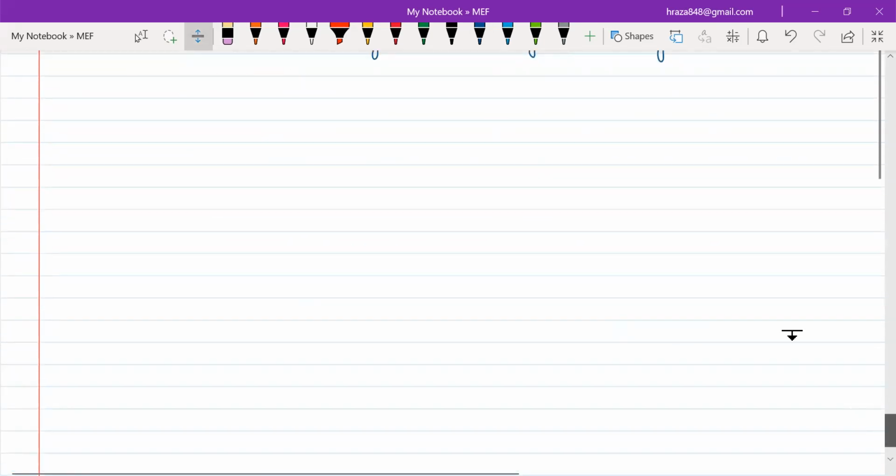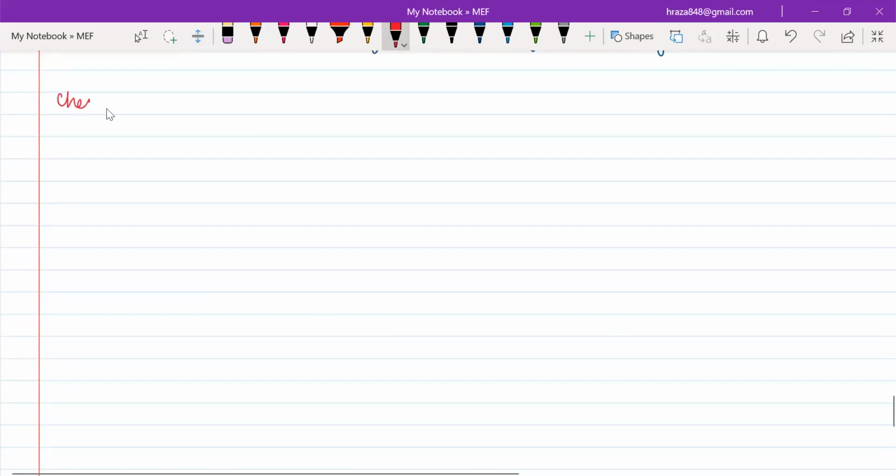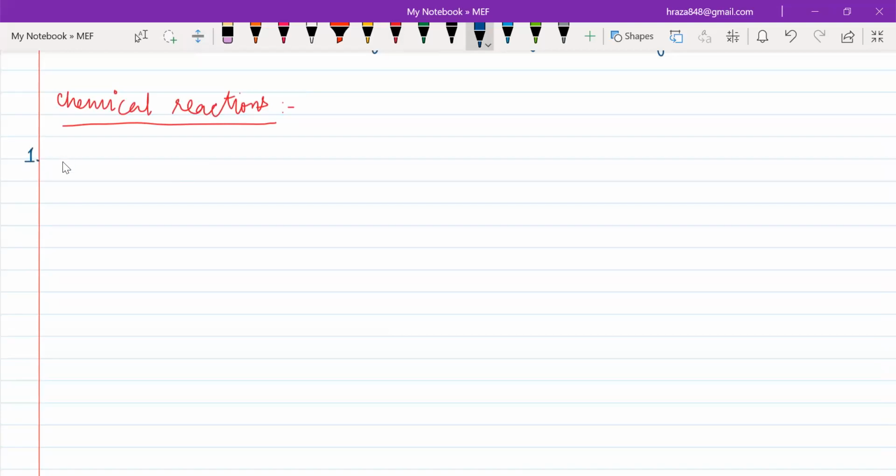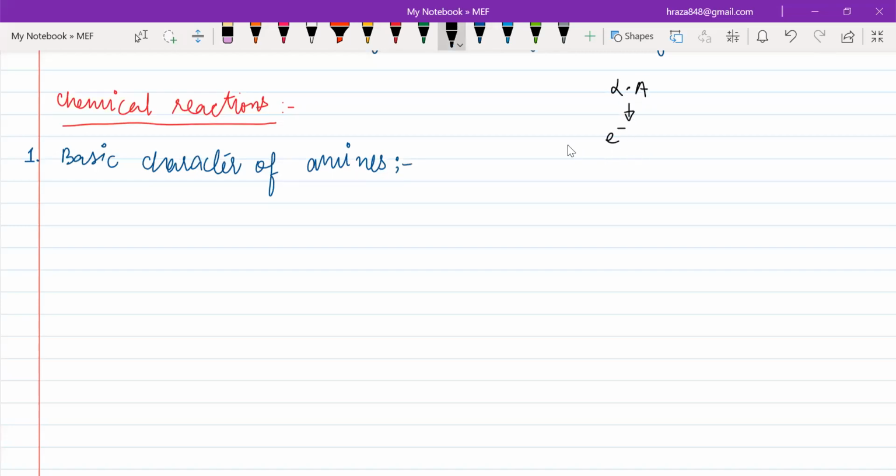Now, see about chemical reactions. In this chemical reaction, first we are going to deal with the basic character of amines. You have to recall Lewis acid and Lewis base. A Lewis acid is the one which accepts a lone pair of electrons, an electron acceptor. If someone takes electrons, that is a Lewis acid, and a Lewis base is a lone pair donor.